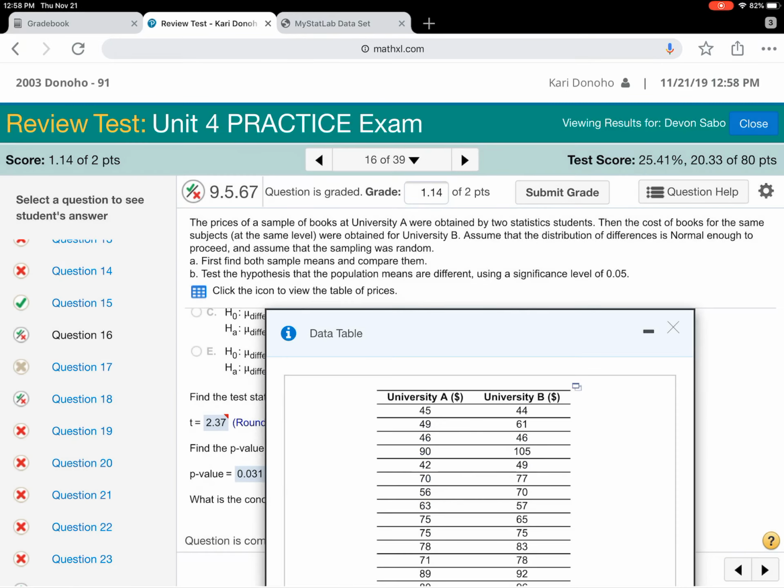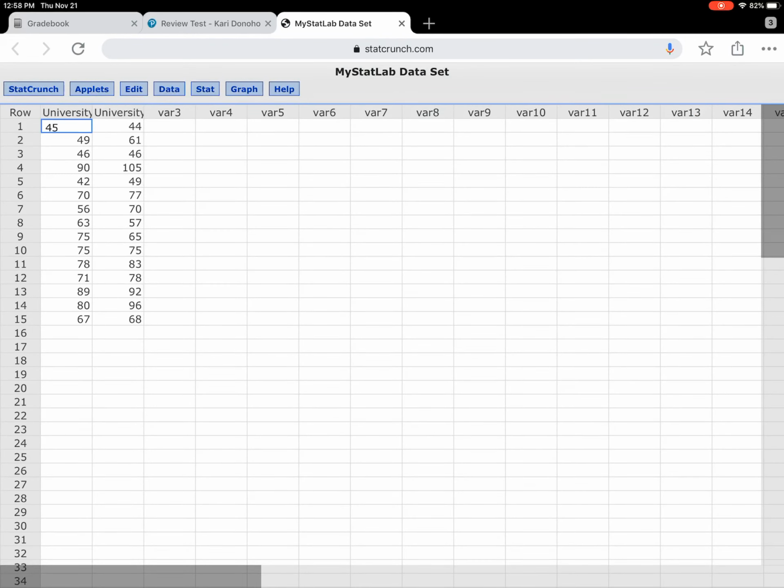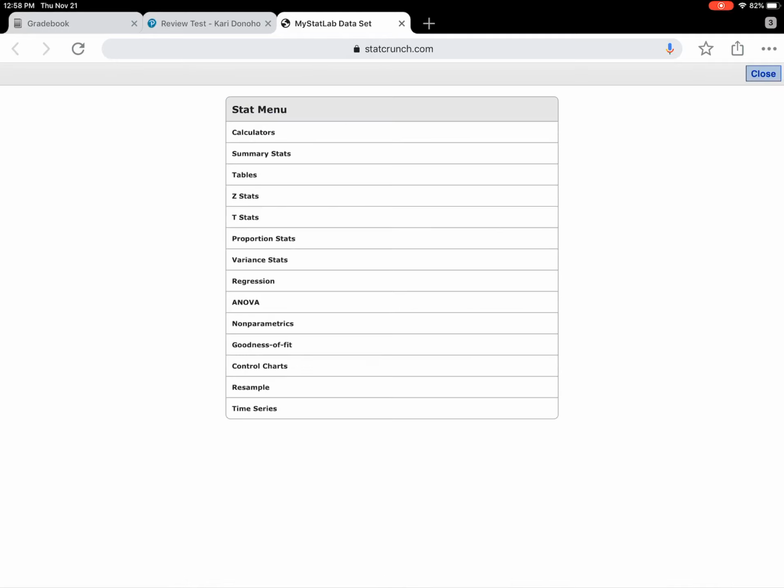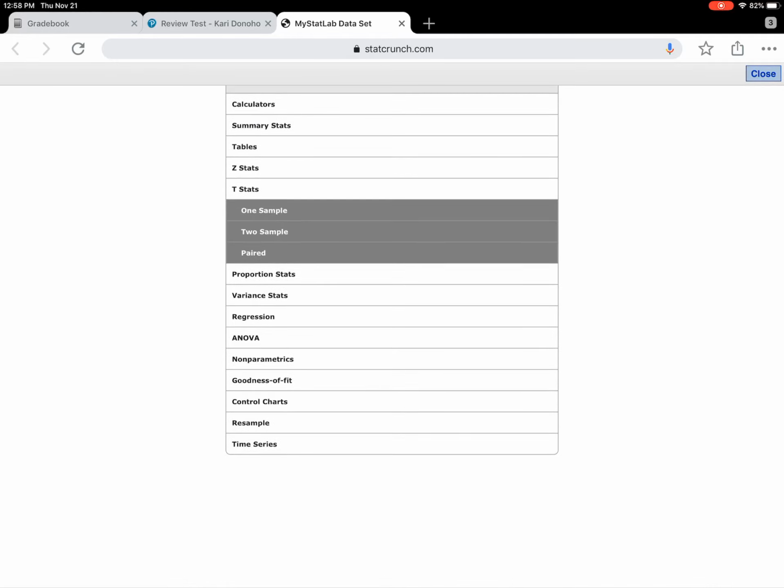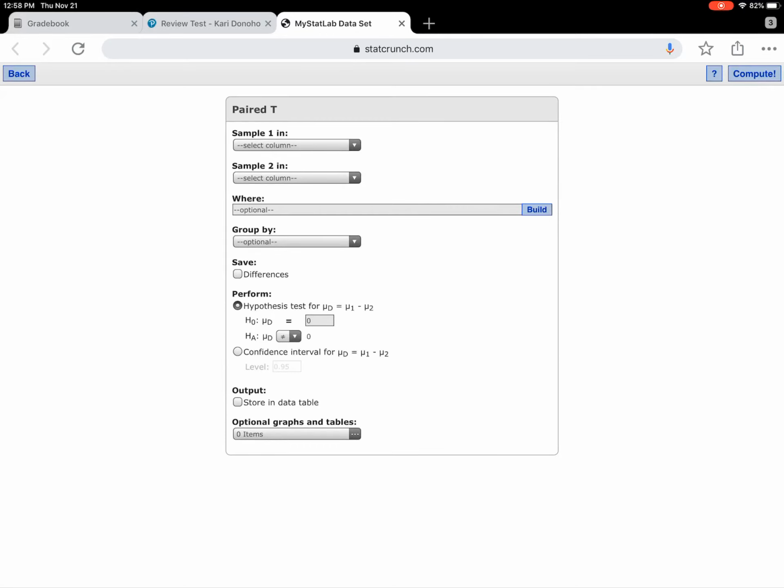So when I open this up this time, it's definitely got 2 samples, so we go under the t-stats area, but instead of picking the regular 2 sample, I have to pick paired because of what I was seeing on the screen. Then I can choose my sample 1 and 2 to be A and B. And notice even in here it says mu sub D, so it's still using that difference terminology here.